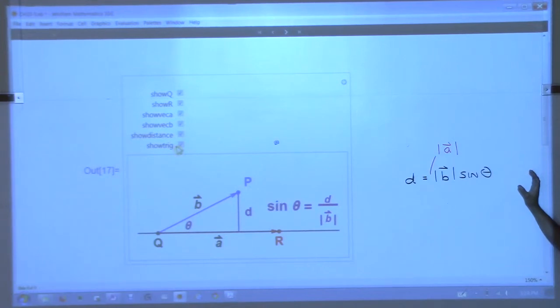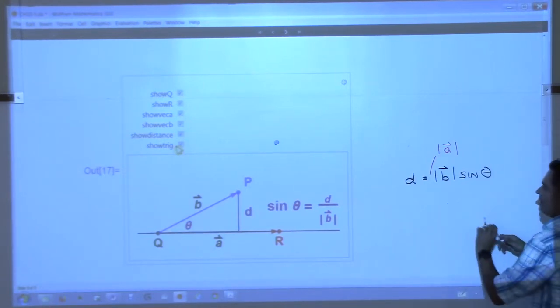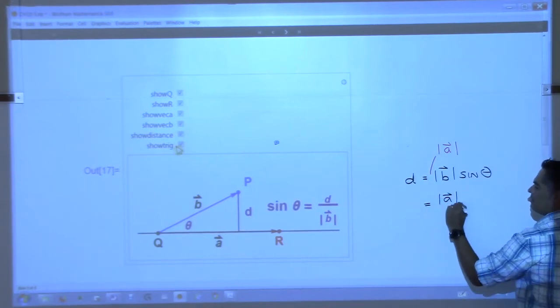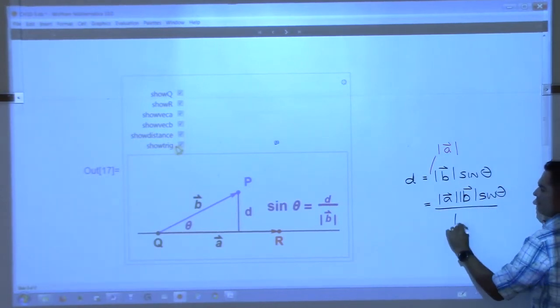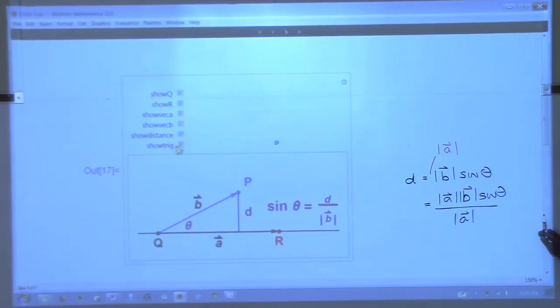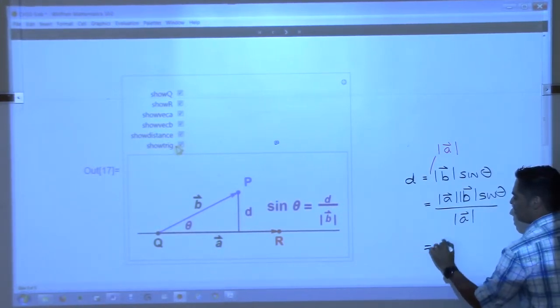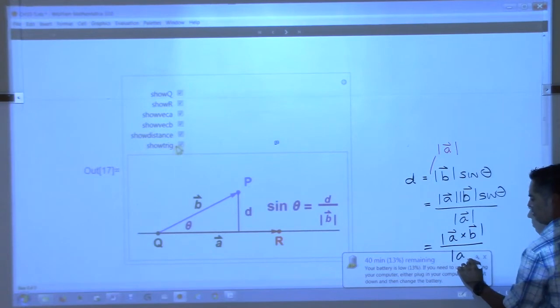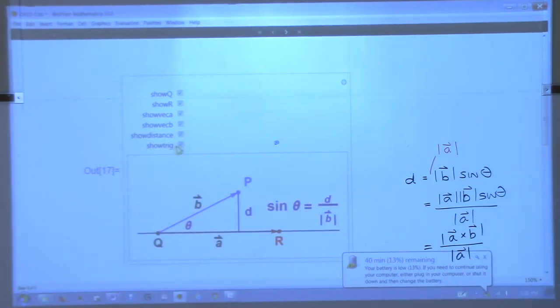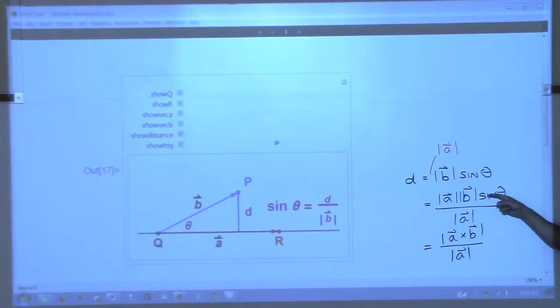So it's not there, but it would be nice if it was there. So I'm going to make it be there, and then I'm going to divide by it, right? And then that's just the magnitude of the cross product of A and B over the magnitude of A. Isn't that what that would be?